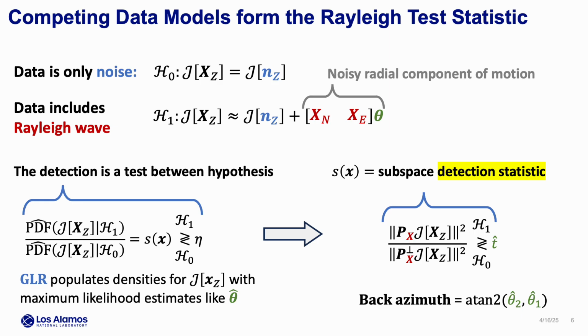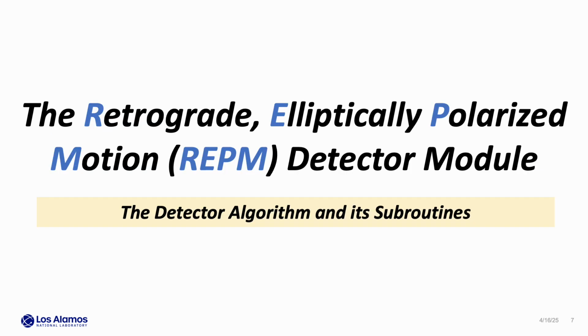I want to correct something I said. I earlier said that theta is the azimuth. Rather, the back azimuth is the four-quadrant arctangent of the components of theta, which I've shown in this equation below. Sorry for that correction.